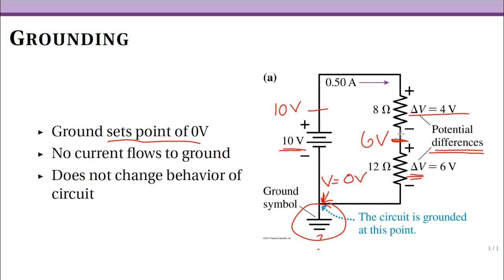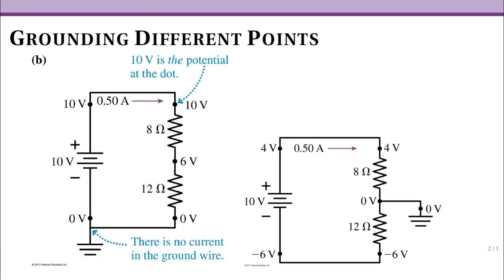So something really important is that no current flows to ground. So whatever current you have flowing this way is the current you have flowing here. No current flows there. So that's kind of like saying it isn't really there. It does not change the behavior of the circuit in any way. This is kind of like a Gaussian surface in that it's just kind of imaginary and it allows us to do math. So that's important.